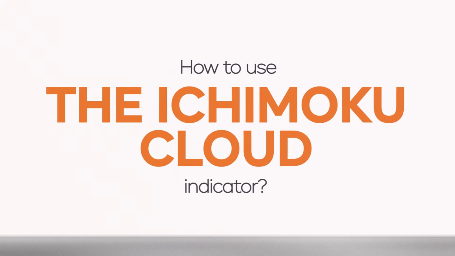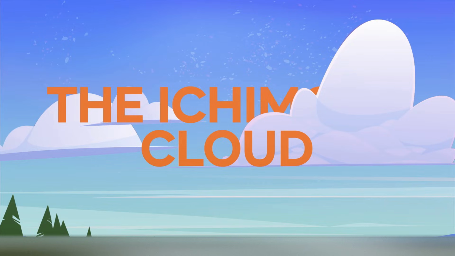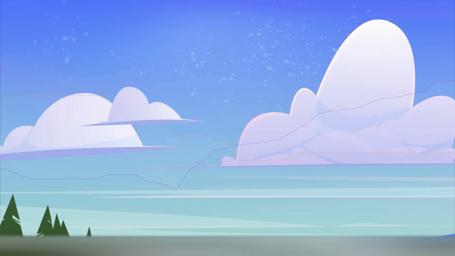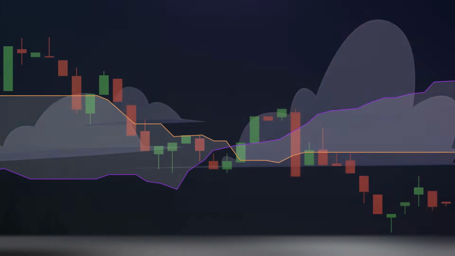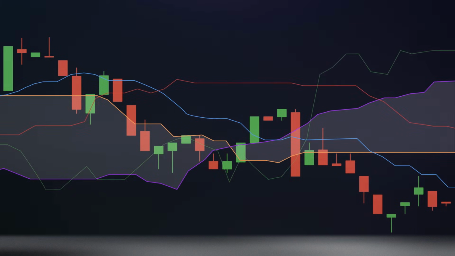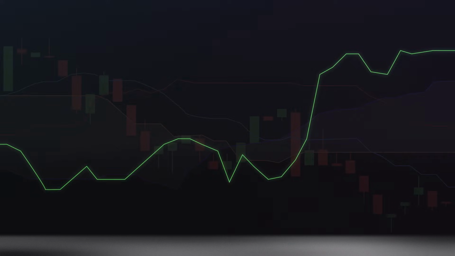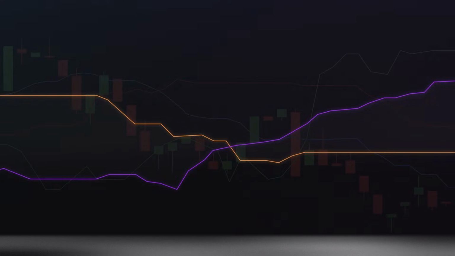How to use the Ichimoku Cloud indicator? Ichimoku Cloud is a trend indicator. Apart from being designed to identify the direction of the market trend, Ichimoku Cloud may indicate price momentum and support and resistance levels. The Ichimoku Cloud indicator consists of 5 moving averages: the conversion line, the standard line, the lagging moving average, and 2 lines that form the cloud.